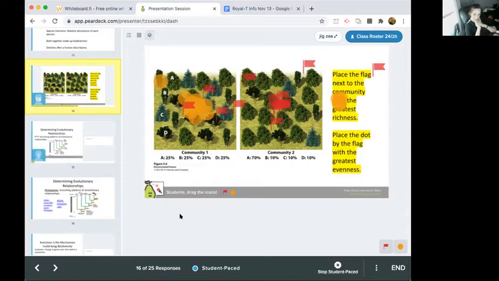Good. So I'm seeing lots of dots over in community 1, which is accurate. The idea of evenness: how many of each species do you have? But richness, what's the definition of richness?